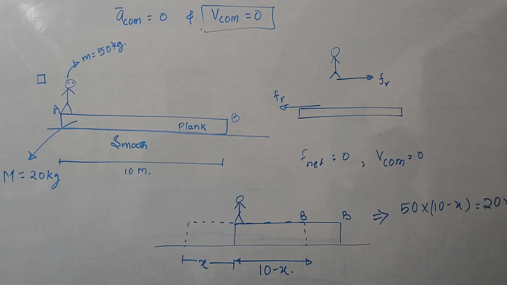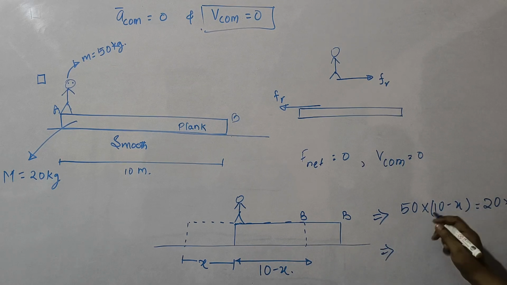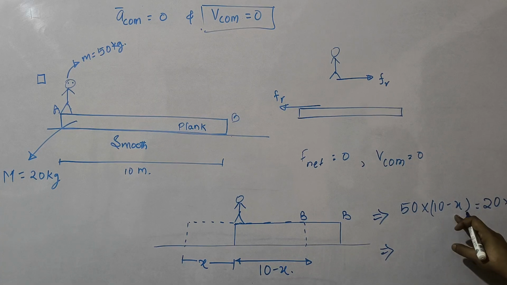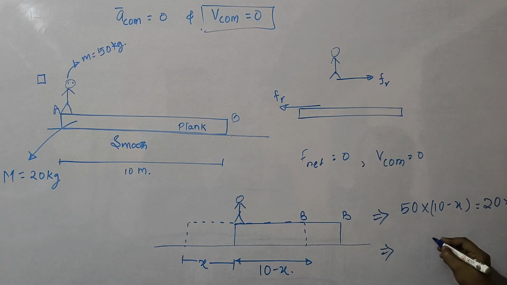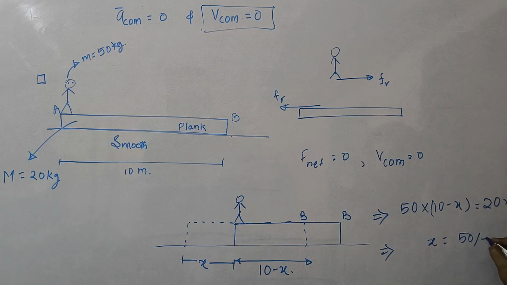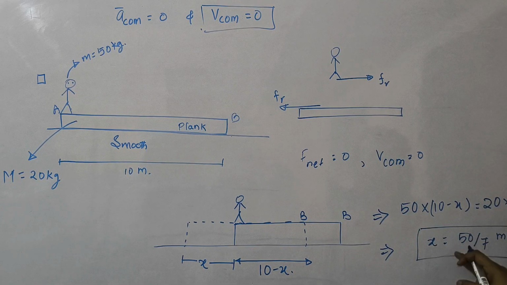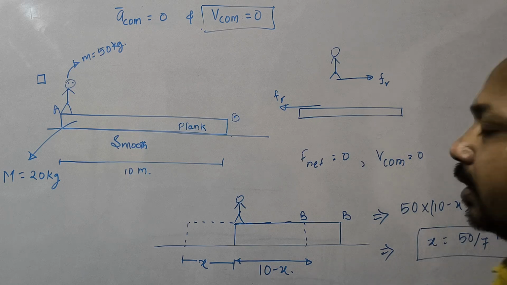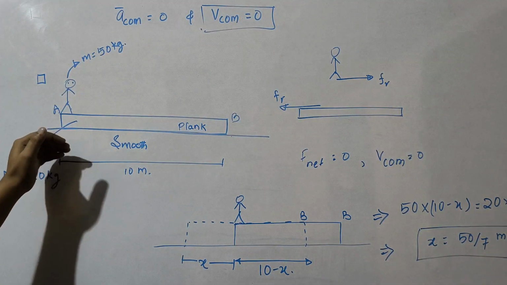From here we can find the value of x. 500 minus 50x equals 20x, so 70x equals 500, and x can be written as 50 by 7 meters. So it was the basic example, when a plank is given and a man is moving.